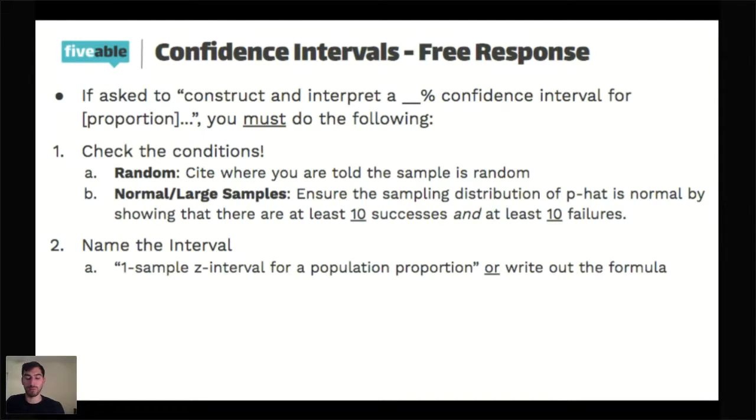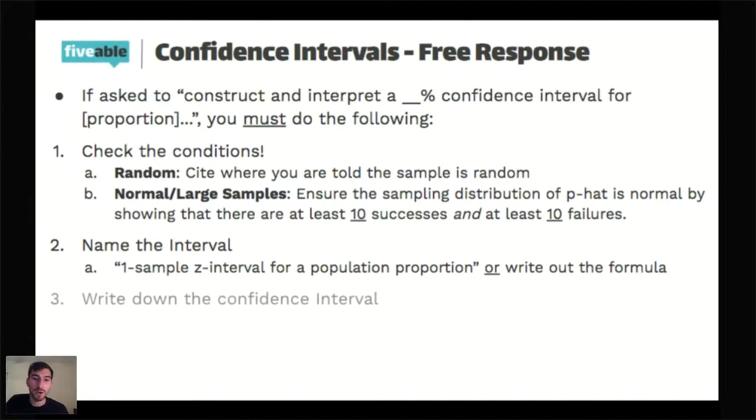So come up with names like 1 sample z interval for a population proportion, 2 sample z interval for a difference of population proportions, 1 sample t interval for a population mean, 2 sample t interval for a difference of population means, or sometimes the matched pairs t interval for a difference in population means. We'll do those next week, but specifically name the number of samples, and whether it's z or t. Z is for proportions, t is for means. And it's important to have the word population in there because the interval is to estimate what's going on about the population.